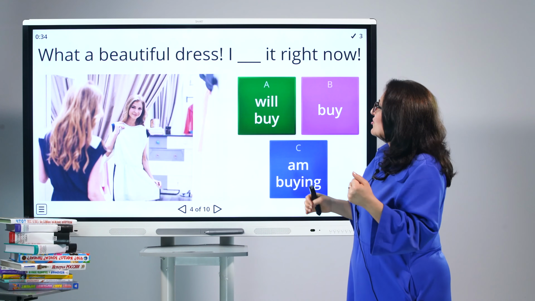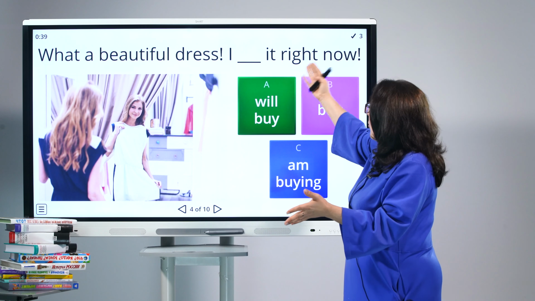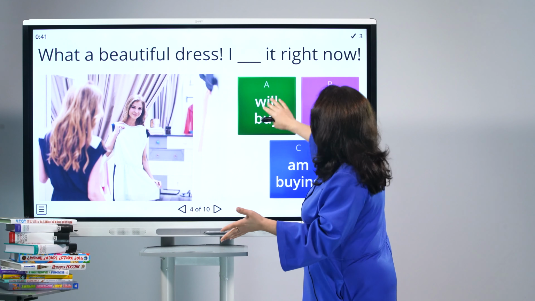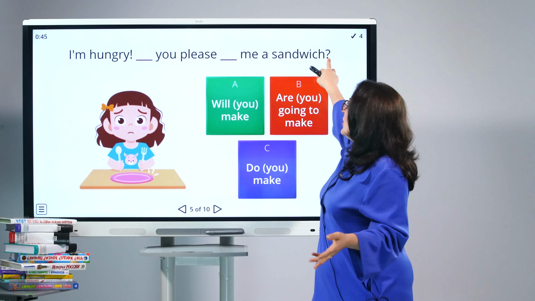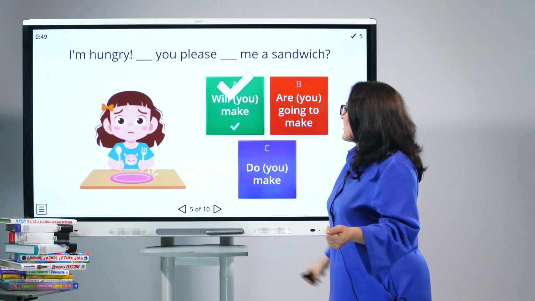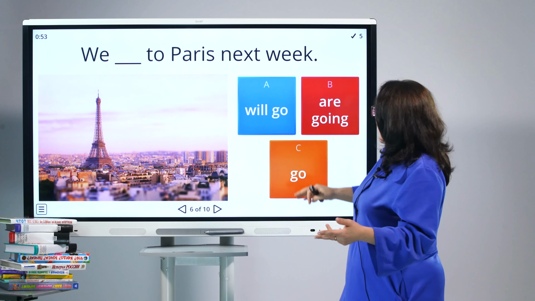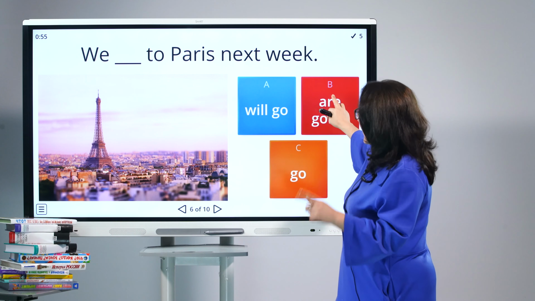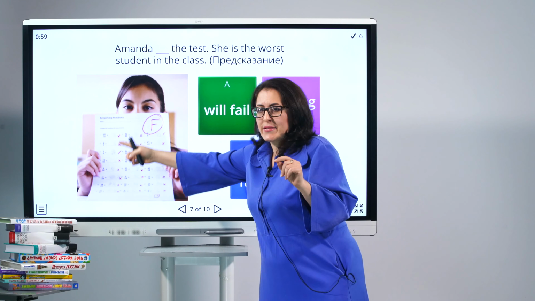What a beautiful dress. Decisions made at the moment of speech. I will buy it right now. This one. I'm hungry. And look, it's a question. So, will you make me a sandwich? Nice. We to Paris next week. Arrangements. So it is present continuous. Amanda. Evidence.